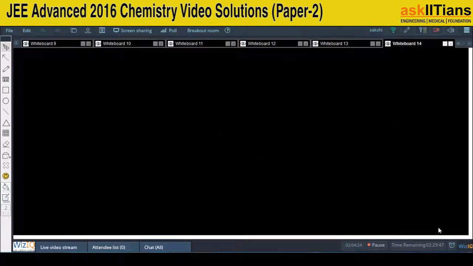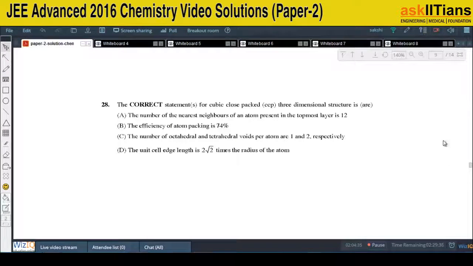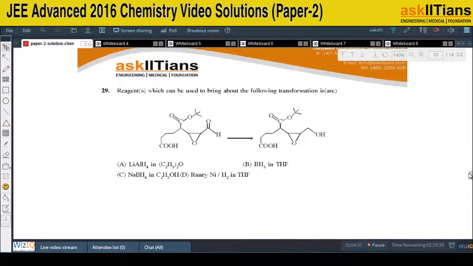So students, now I think it's time that we should continue with question number 29. Let me first of all make you read the question. Give me one sec so that I can show you the question. Yes, so question number 29. The question says that the reagents which can be used to bring about the following transformations is or are.